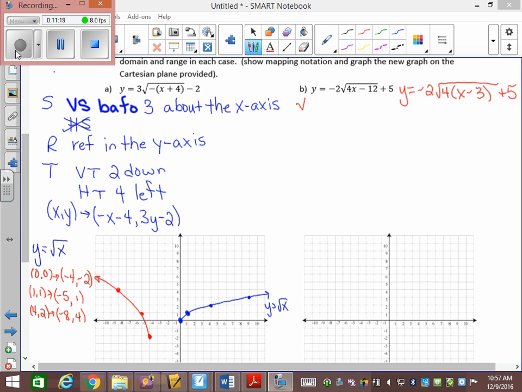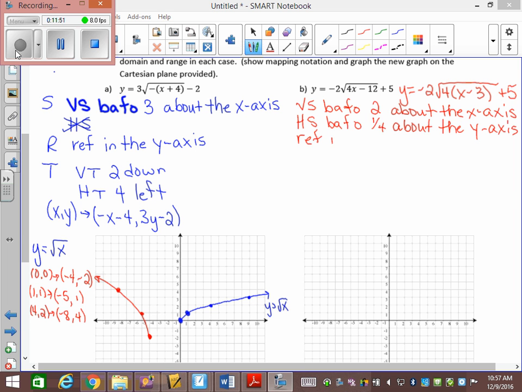So I have a vertical stretch by a factor of 2 about the x-axis because it's not with the y. So I keep it. Horizontal stretch by a factor of a quarter because it's with x about the y. The negative in front of the 2, is that a reflection in the x or a reflection in the y? Reflection in the x because it's not with the x. Vertical translation 5 up, and a horizontal translation 3 right.